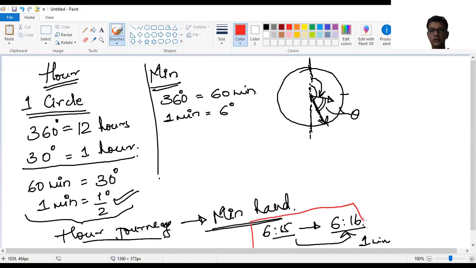From 6:15 to 6:16, when it moved 1 minute, my hour hand moved half a degree. So in this 1 minute, the minute hand would have moved 6 degrees. Right? From its previous position at 6:15 to the next position at 6:16, the minute hand would have moved 6 degrees. So this is the main information that we will use to solve any kind of question asked in clocks.